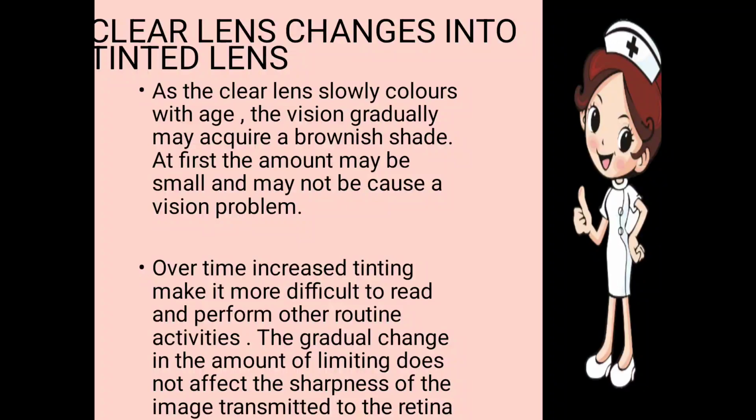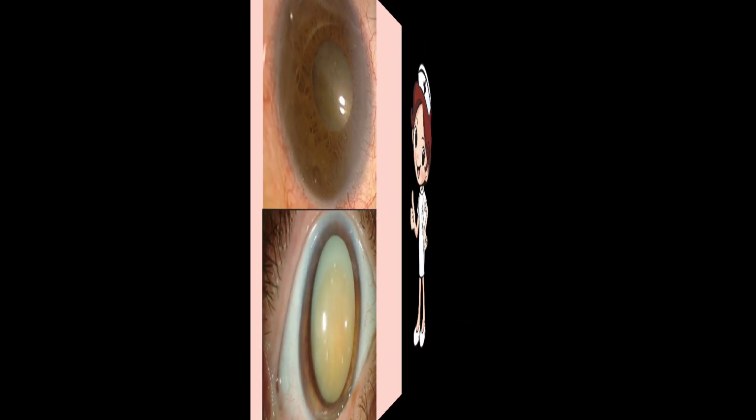The gradual change in the amount of clouding does not affect the sharpness of the image transmitted to the retina. Okay, so this change takes place very slowly, and it will not affect the sharpness of the image, but when it develops very much, then it affects the vision also.